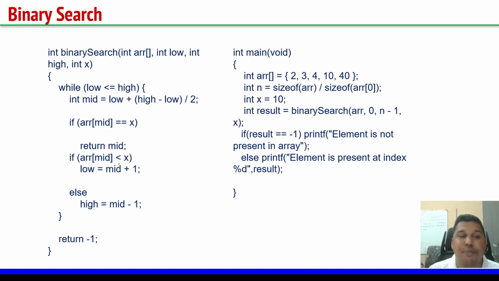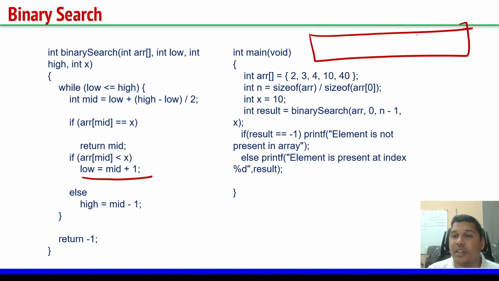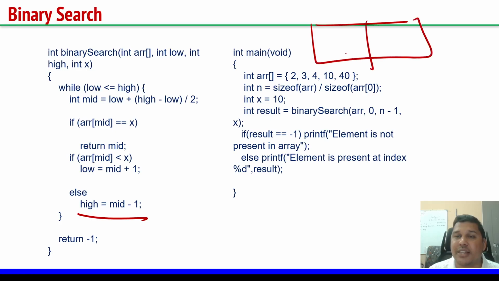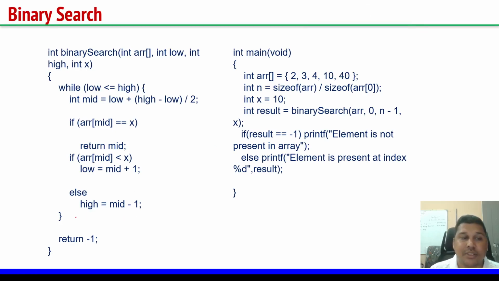Otherwise, if a of mid is less than the key, then low becomes mid plus 1. So the second half becomes our new low, and our high remains here only. Else high equals mid minus 1. I am focusing on the first half in this case. So here is my low, here is my high, and I will be playing only in this part. I am repeating this always.